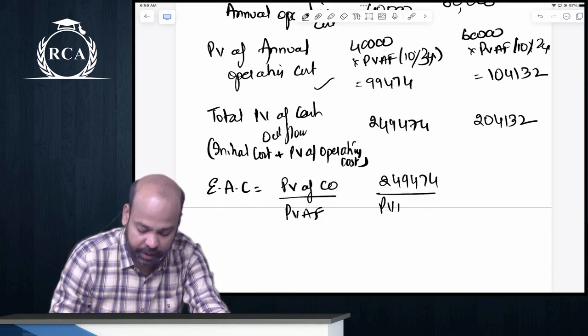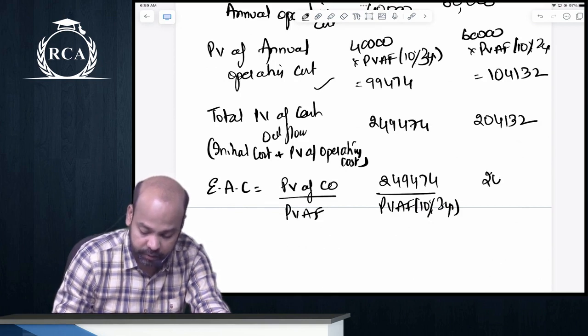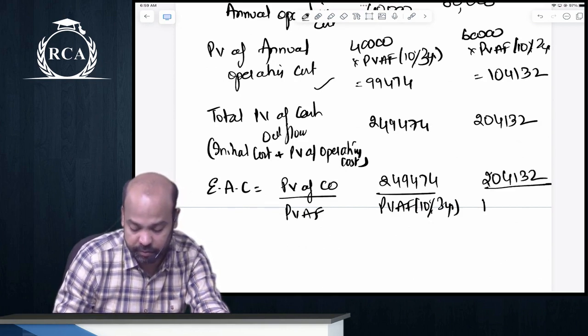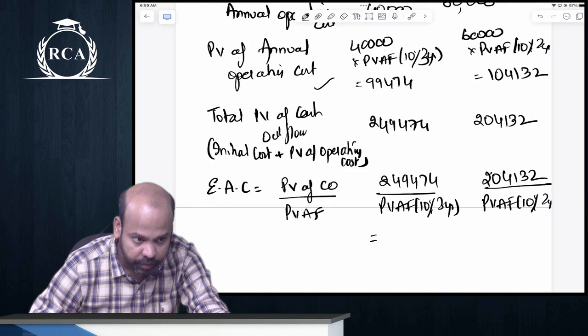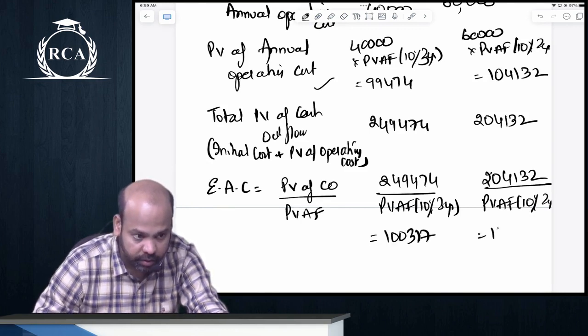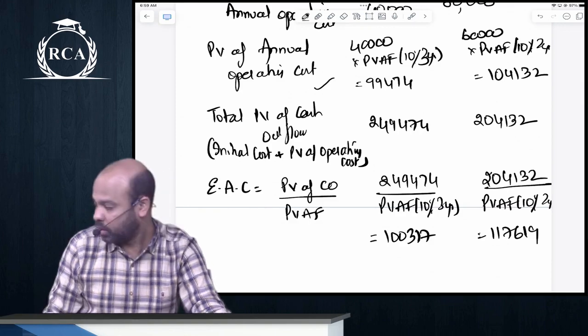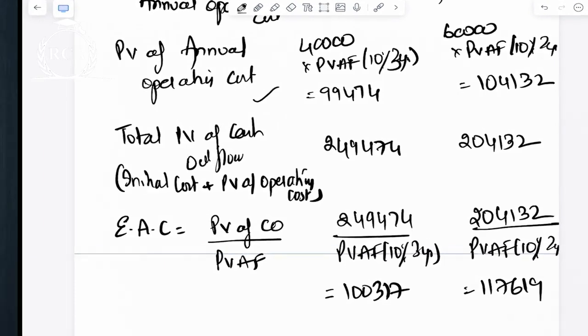249,474 divided by PVAF at 10% for 3 years. That is 1 lakh. The first one is how much? 1,00,317. The second one is 1 lakh 619. This will become your effective annual cost. This is the basis for decision making now.